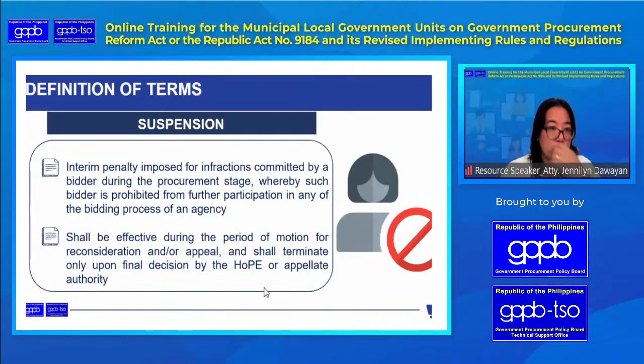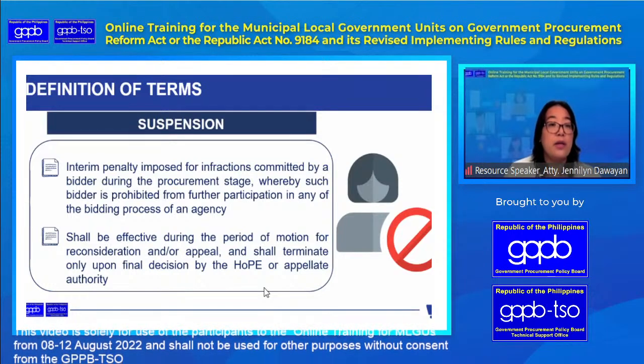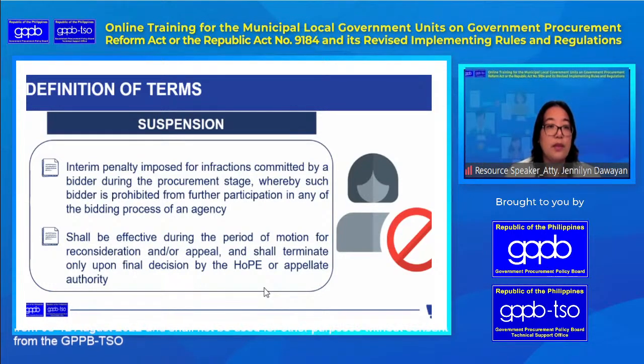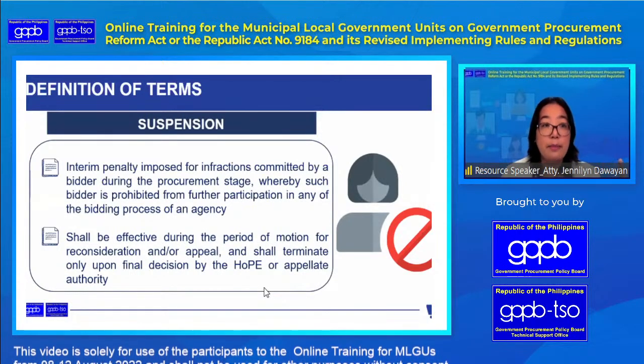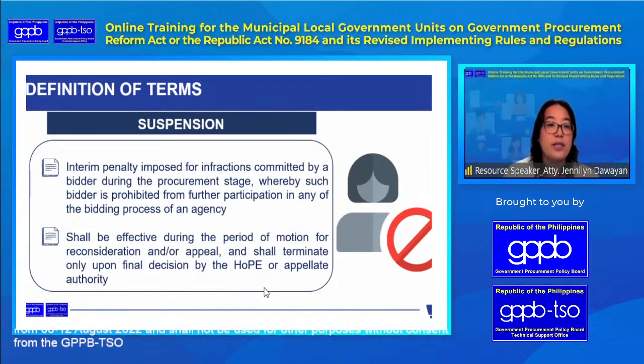What about suspension? Suspension is an interim penalty. What does interim mean? It is provisional. It is imposed for infractions committed by a bidder during the procurement stage, whereby the bidder is prohibited from further participating in any bidding process of an agency. Remember, suspension is interim. It is only applicable to the bidding process of that agency, and shall be effective during the period of motion for reconsideration and or appeal, and shall terminate upon the final decision by the HOPE or appellate authority.